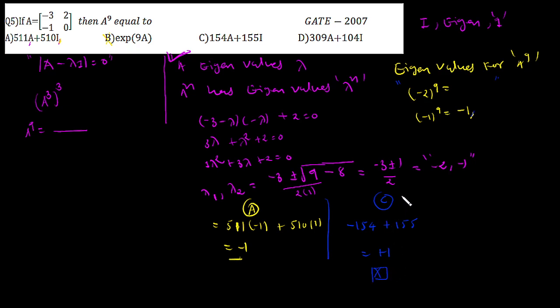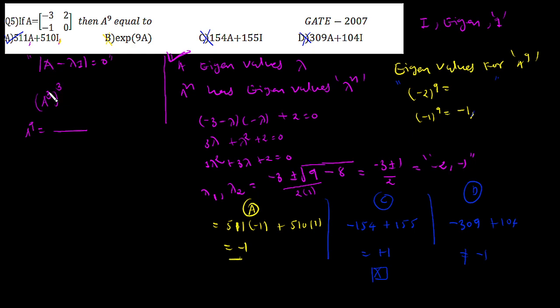So option C is not the correct one. Let's check option D also. Let's put minus 1 here again: minus 309 plus 104. So again it is not giving minus 1. You can easily see that. So only option A satisfies this lambda of minus 1. So option A must be the correct relationship that describes this A to the 9 power in this reduced form.